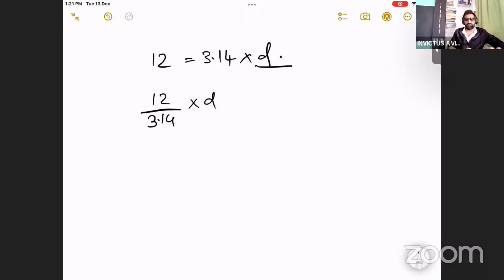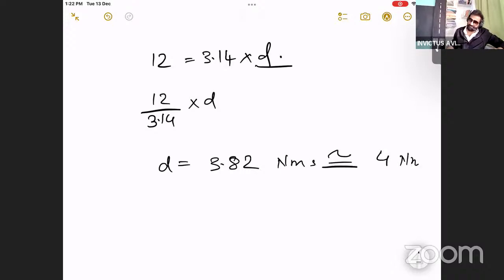3.82, right? What were you saying, Hussain, 3.2? So I said 3.821. Correct again. Therefore, D is equal to 3.82 nautical miles. If you want, you can round it off. In exams, generally it will be rounded off to 4 nautical miles.